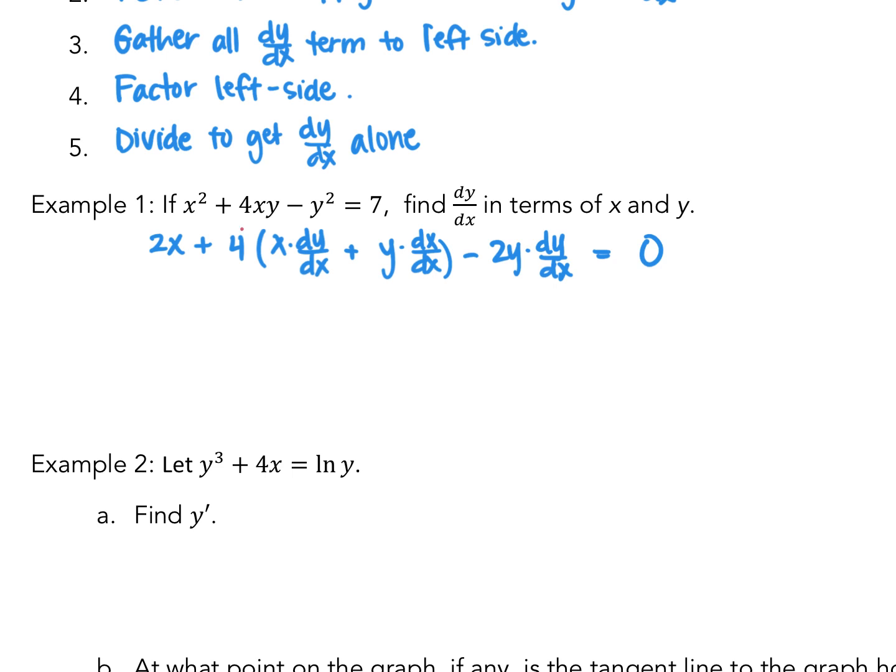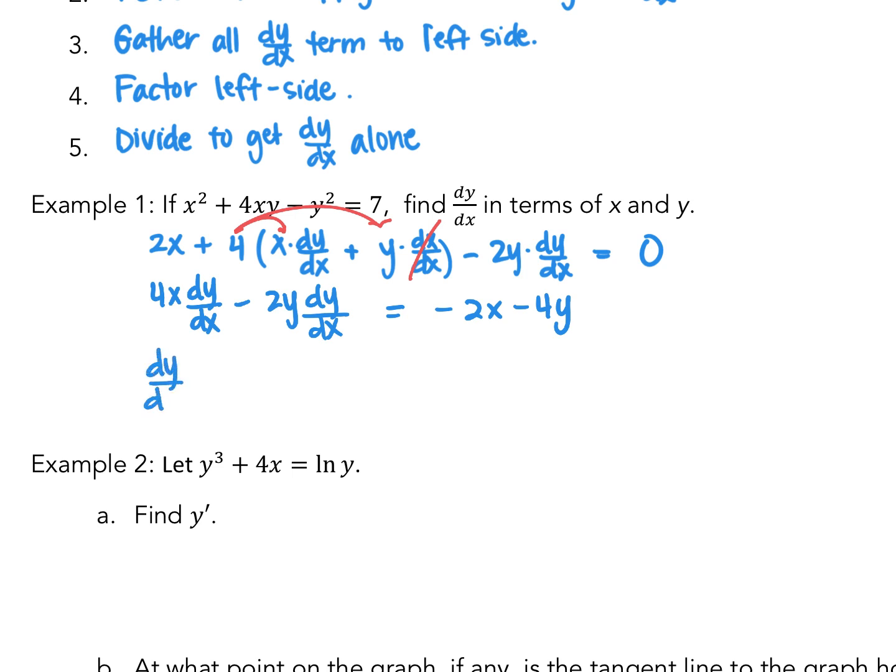So now we want to distribute our 4, and simplify here, and that will allow us to gather all of our dy dx terms on the left-hand side. So we'll have 4x dy dx, and the other dy dx term is minus 2y dy dx. But to the other side, we're going to kick over that negative 2x, and we're also going to kick over negative 4y. So now we'll factor, and we'll be left with 4x minus 2y inside the parentheses.